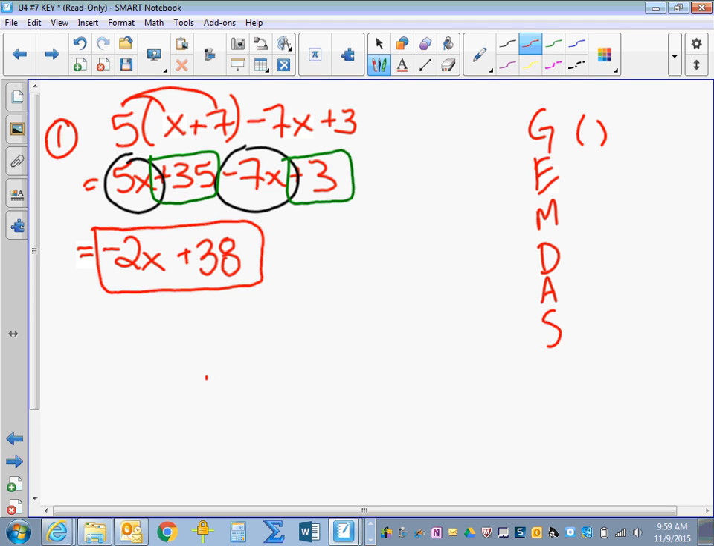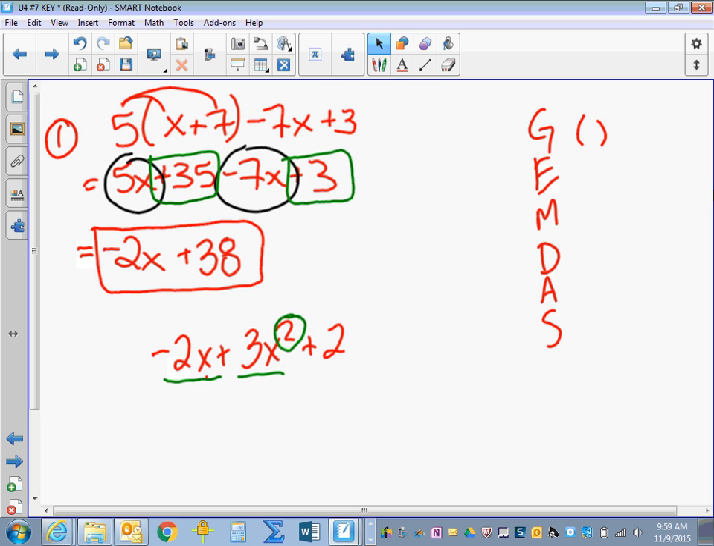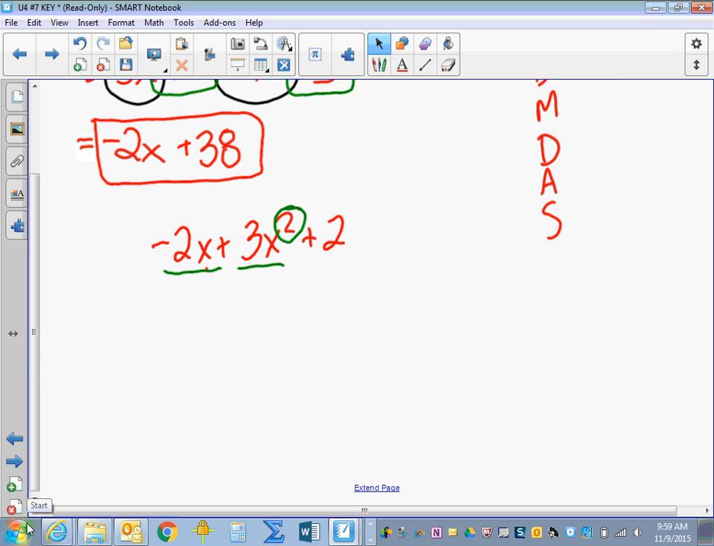Alright. What if I had this? Could I combine anything together there? No. Some of you are still trying to combine these together. But this has an exponent with it, which means I can't combine them together. That's what some of you are still doing. Good. Raise your hand if you got the first one right. Good. All right, so let's take a look at the second warm-up problem we have then.